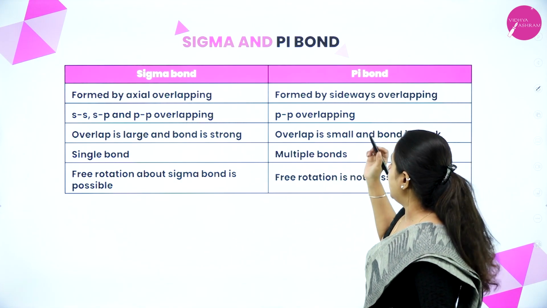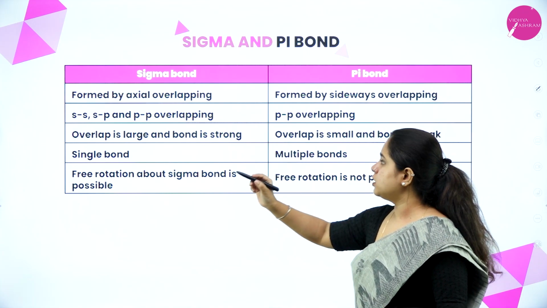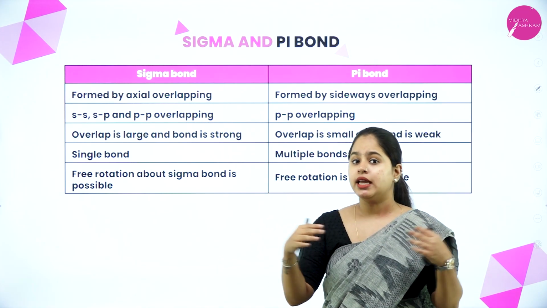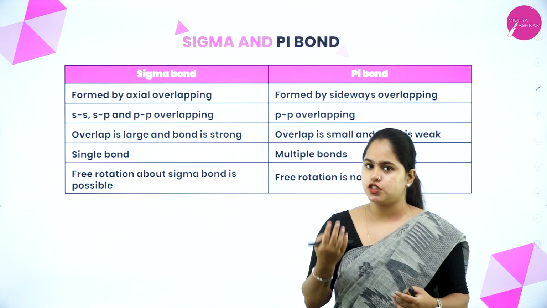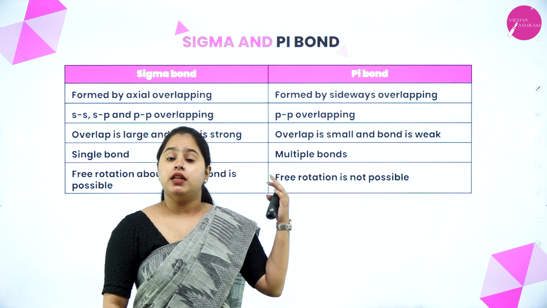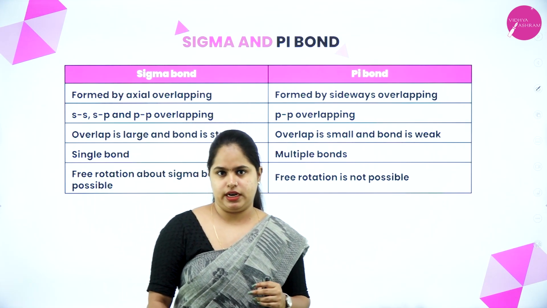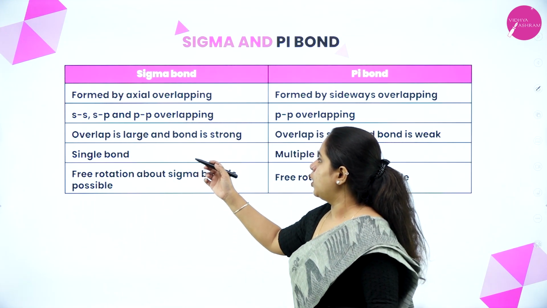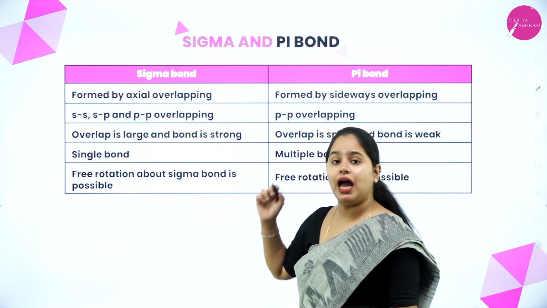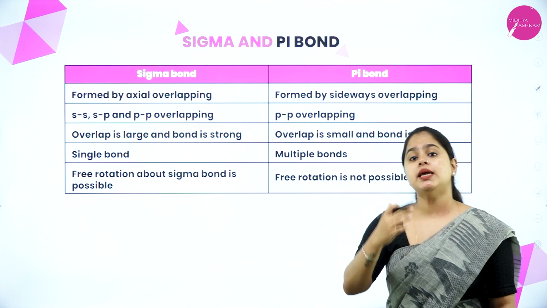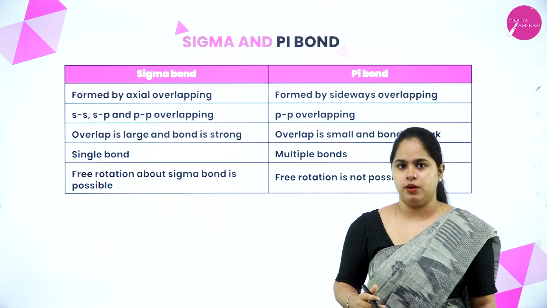Sigma bond and pi bond. Sigma bond is formed by the axial overlapping. It is happening along the internuclear axis, right? Or it is also called head-on overlapping. Now, what about pi bond? It is formed by the sidewise or lateral overlapping, right? Now, sigma bond can be SS, SP and PP overlapping. In the case of pi bond, only PP overlapping is possible, right?